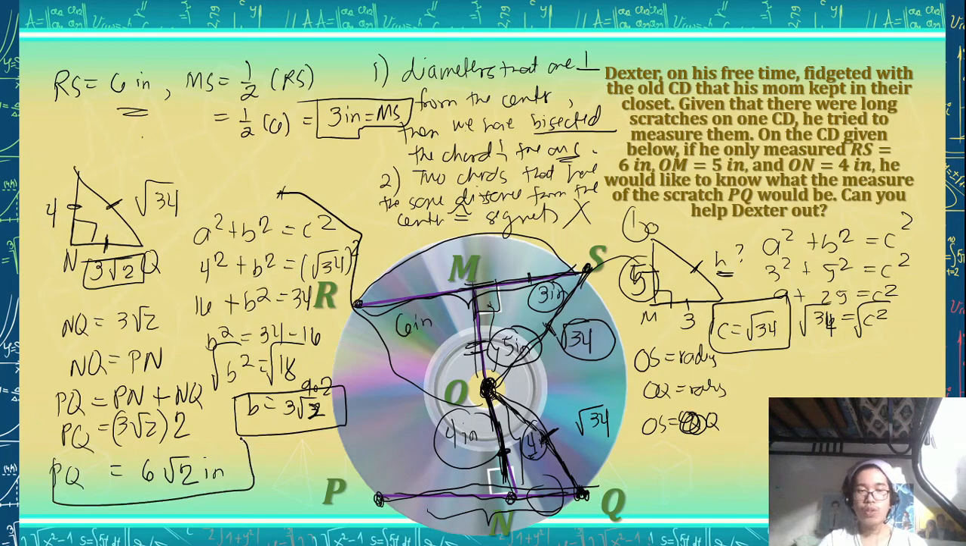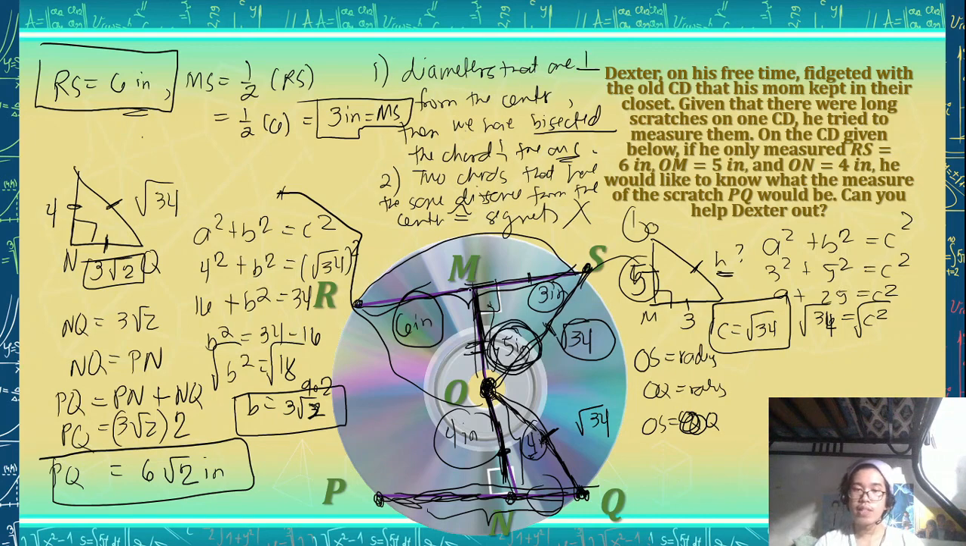And what have you noticed, guys? The line segment PQ over here is not congruent with the line segment RS. RS is just equal to 6 inches, with the distance from the center being 5 inches. And then we have here line segment PQ. Its chord is equal to 6 square root of 2, and its distance from the center of the circle, or of the disc of the CD, is only 4 inches. So there you go. You see the relationship between the distances of the chords from the center. It changes the value of the chords.